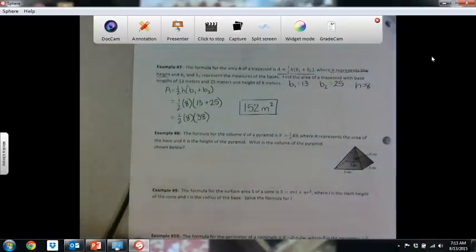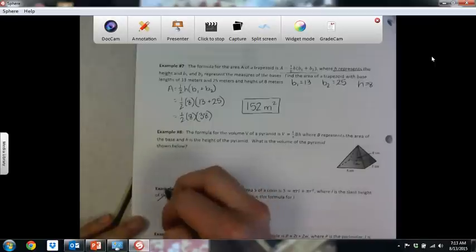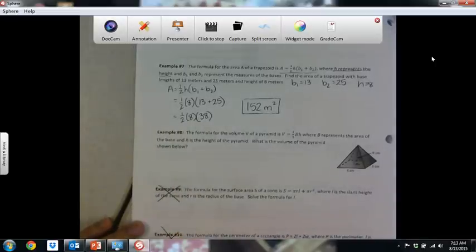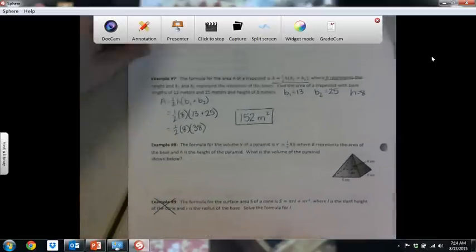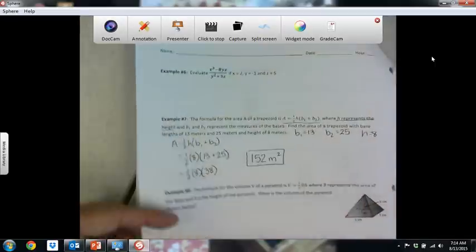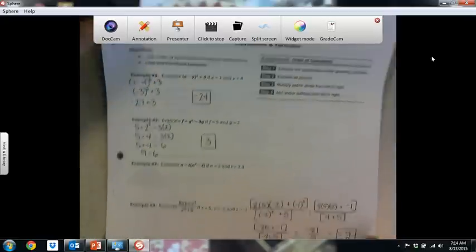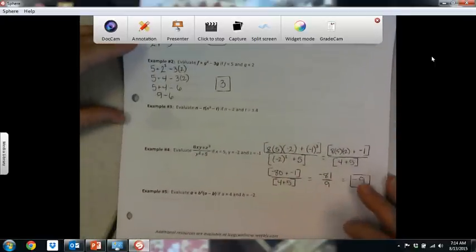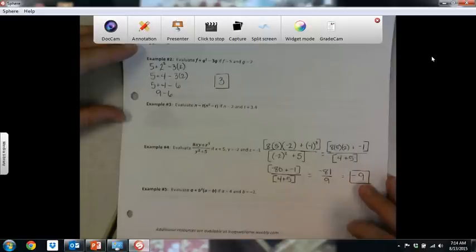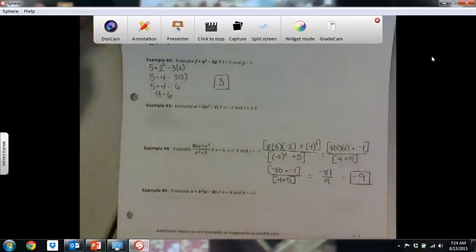So on your own, try number 8. We're going to ignore numbers 9 and 10 for our purposes, so you can cross those out. Try number 8 on your own, number 6 on your own, as well as number 3 and number 5. Attempt those problems the best you can. You're welcome to check your work on the notes that are completed and posted on the assignments calendar.